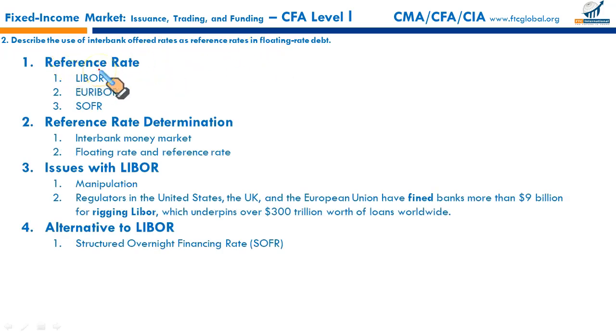Most widely used reference rates are Libor, that is London Interbank Offered Rate. That's the most widely used. We have alternatives as well, Eurobond, but this is the most widely used reference rate. So Libor itself is not basically a single rate.